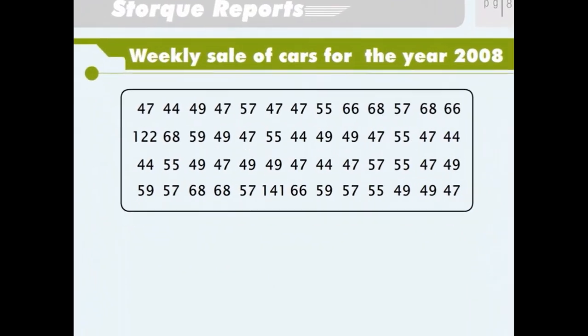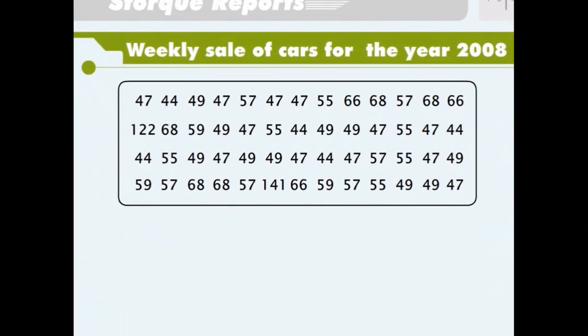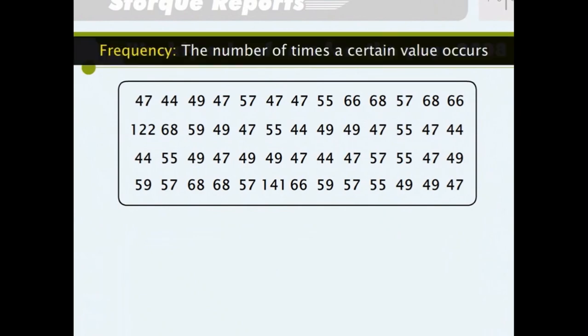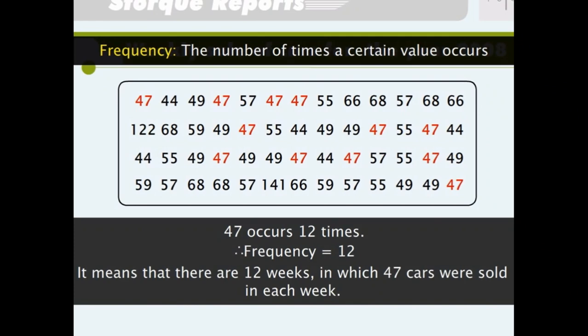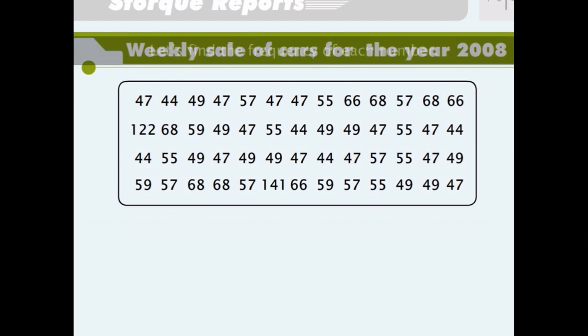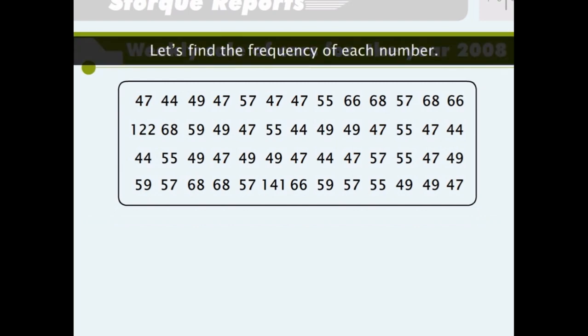Now look at this data. These are the weekly sales figures for the same company. Observe that the number of cars sold is the same for several weeks. The number of times or how frequently a certain value occurs is called its frequency. For example, the number 47 occurs 12 times. Hence its frequency is 12. This means that there are 12 weeks during which 47 cars were sold in each week. Let's find the frequency of all the numbers in the given data.